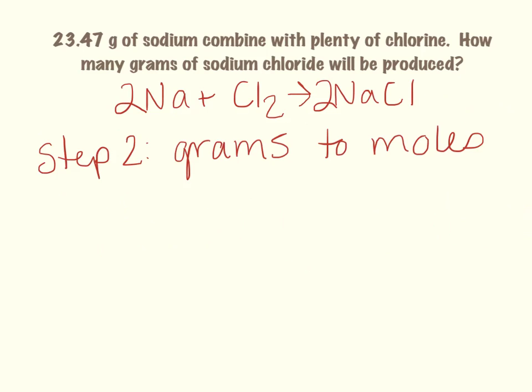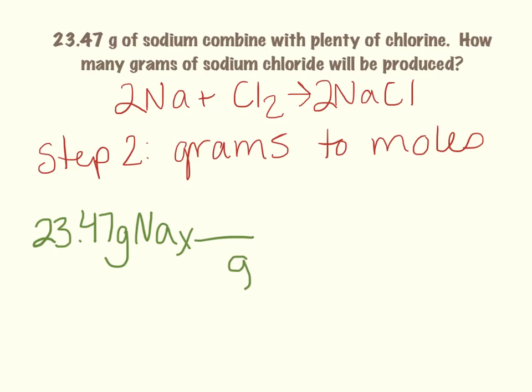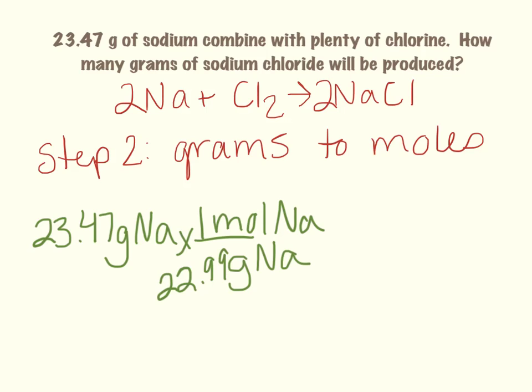Step number 2 is to take the grams from that first bit of information in the problem and switch it to moles. Because remember, for that mole ratio, we have to be in moles. So we had 23.47 grams of sodium, and I need to turn that into moles. So since grams of sodium is on top, I'm going to put grams of sodium on the bottom and 1 mole of sodium on the top. Here is where we go to the periodic table and see that there are 22.99 grams of sodium in 1 mole.